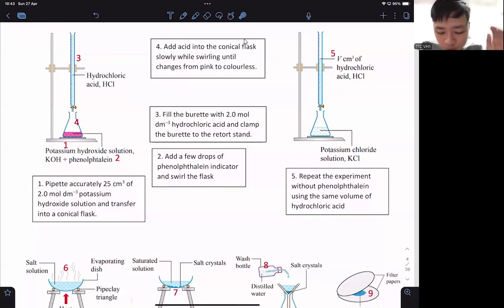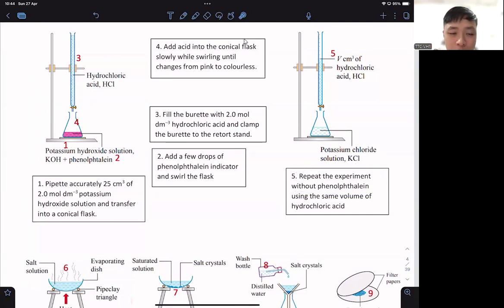Until the pink color, because when you add phenolphthalein into the KOH, you will get a pink color solution. Then you titrate, letting the acid drop until the pink color turns to colorless. When it turns colorless, that's when the reaction is done. Now, but you have to repeat the experiment.